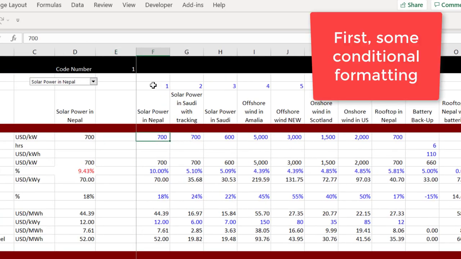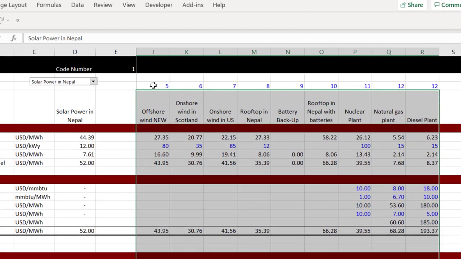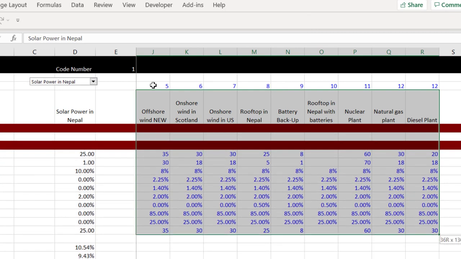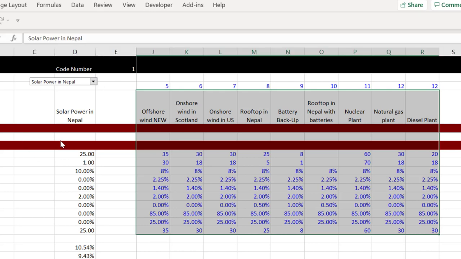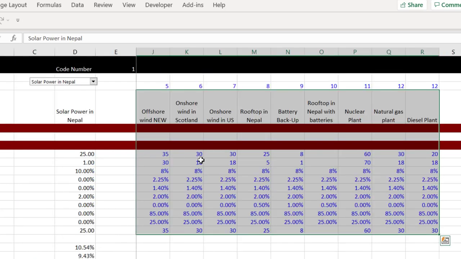So, okay, if I select this area, I'm going to use a little conditional formatting to tell you which project we're on right now. And all you do is you go to the home page. Okay, now we're okay. Then you go to the home page.